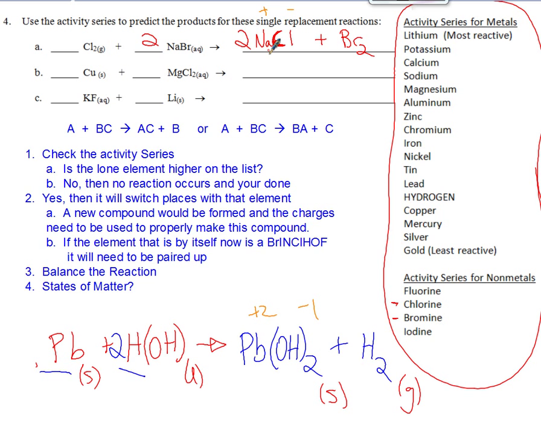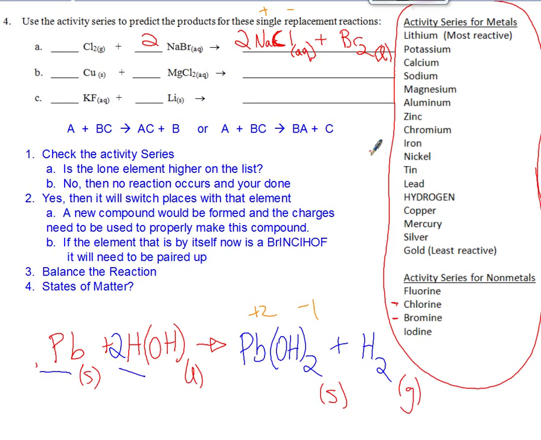States of matter. Salt is usually aqueous in water. Bromine is actually a liquid. That one's kind of hard to predict. If you did liquid or gas on that one, I'd be very happy. We'll talk more about that in class.